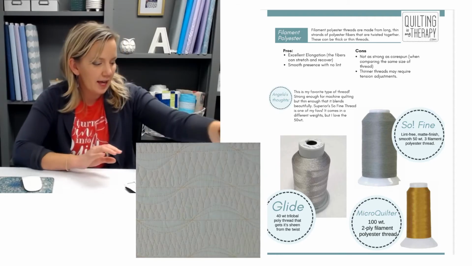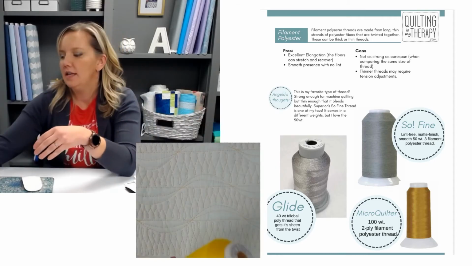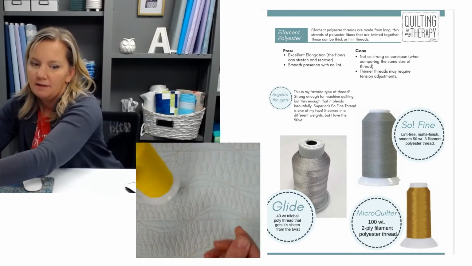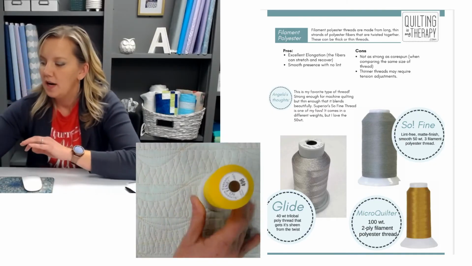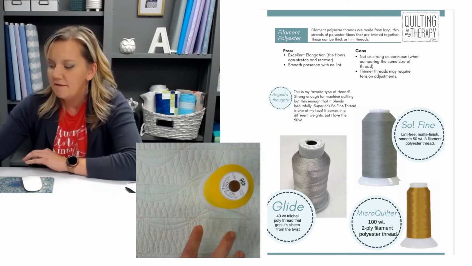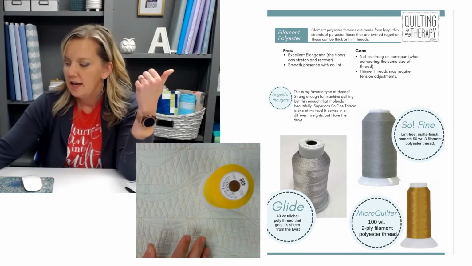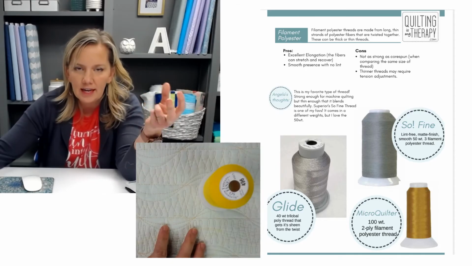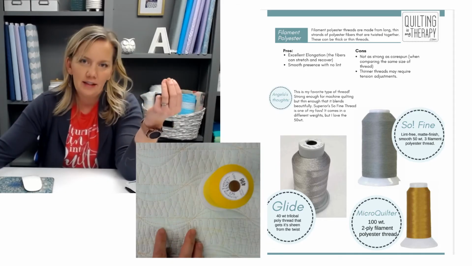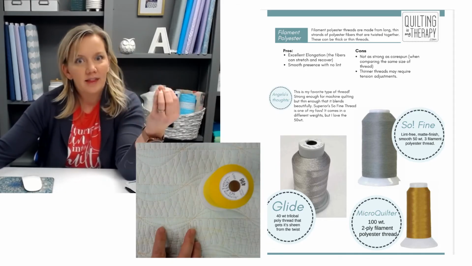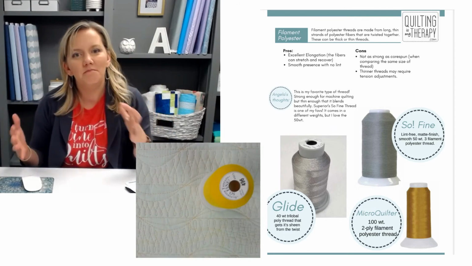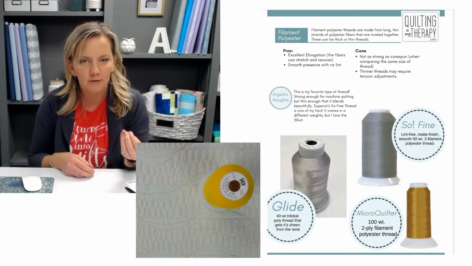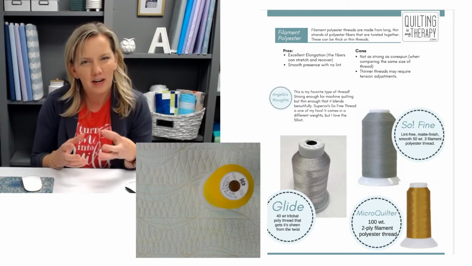So let's look at, this is So Fine thread. So this is a 50 weight poly. This is what I use a lot. But what I love about it, it's polyester, it's thin, it's high quality. It can handle the machine quilting, and I don't get any lint. But I get strength out of it. So it's kind of a neat mixture of both, right? It's strong enough to handle it, but thin enough to blend in.